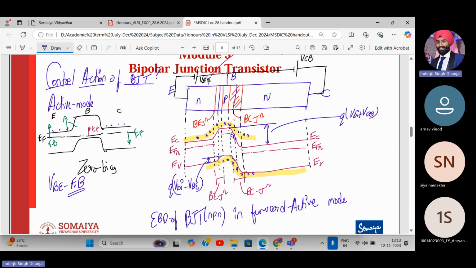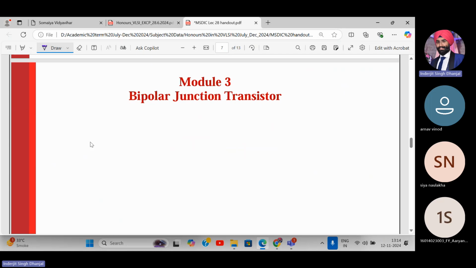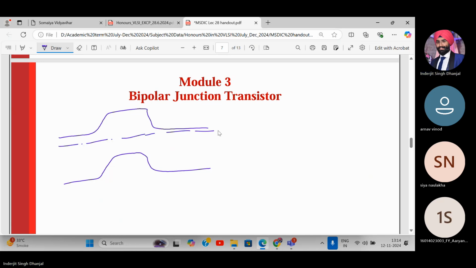Actually, properly, if you want to draw, you should have drawn like this. I'm just drawing it in a short way. Don't get me wrong. Okay, I have to draw this again properly. Here it is. This will be at zero bias. Yes or no? Having the same Fermi level. And over here, this is the zero bias energy band diagram. And over here, how will it be?